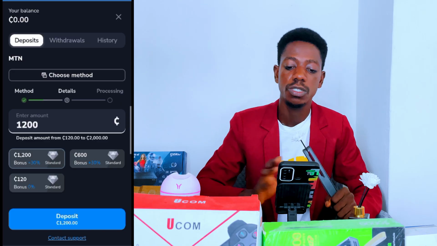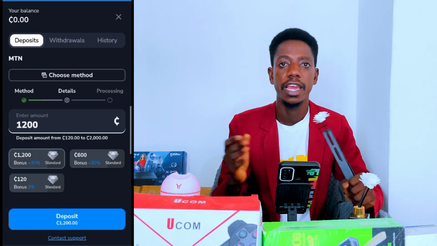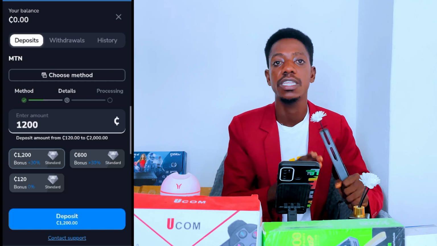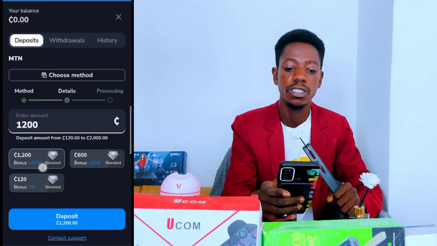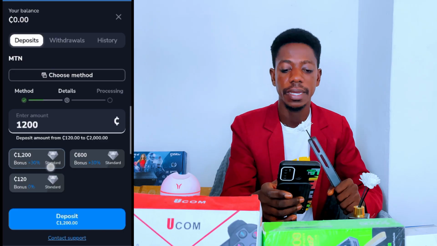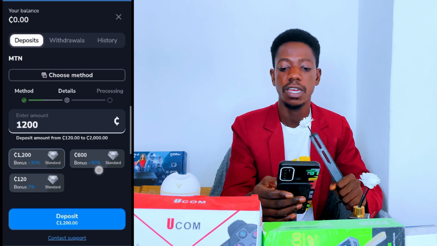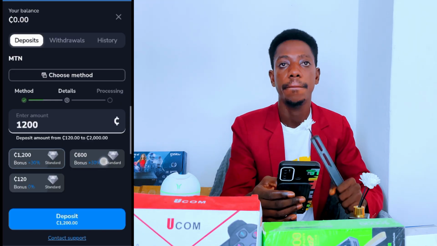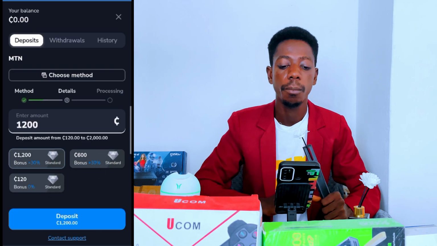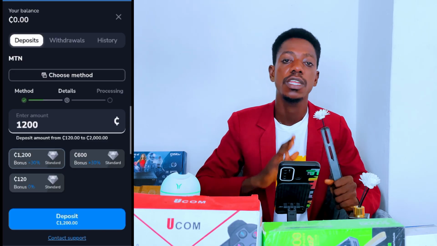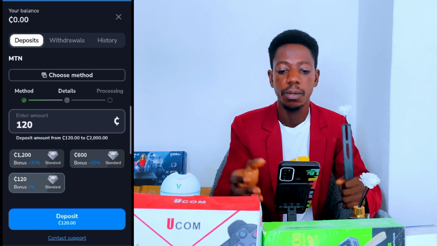One thing you need to take note of is that the minimum deposit amount is 120 Ghana cedis here. There are other bonuses that you get when you make deposits. With a deposit of 1,200 Ghana cedis, you get a bonus of 30% on your deposit. With a deposit of 600 Ghana cedis, you get 30%. But with a deposit of 120 Ghana cedis, you are not going to get any bonus. So you select the one that you want to deposit here.